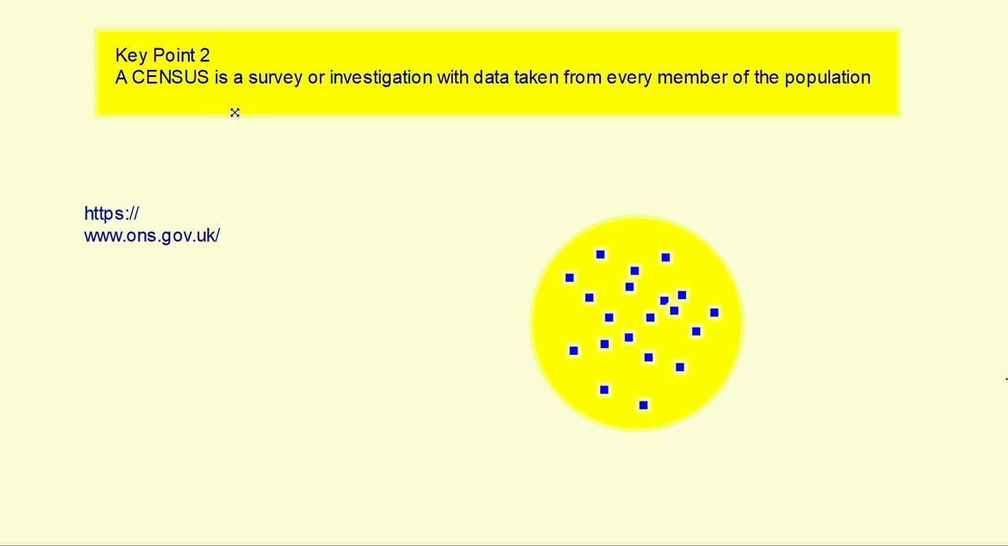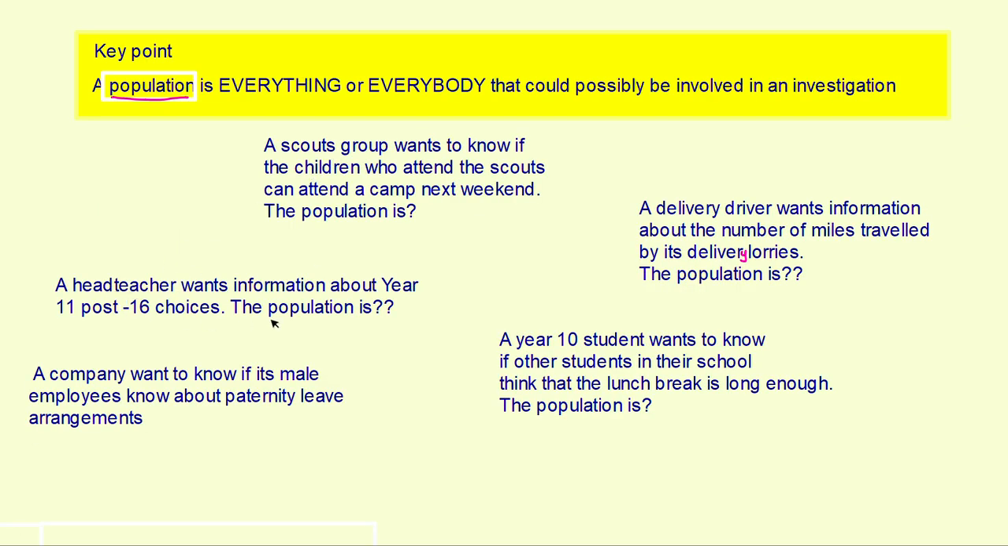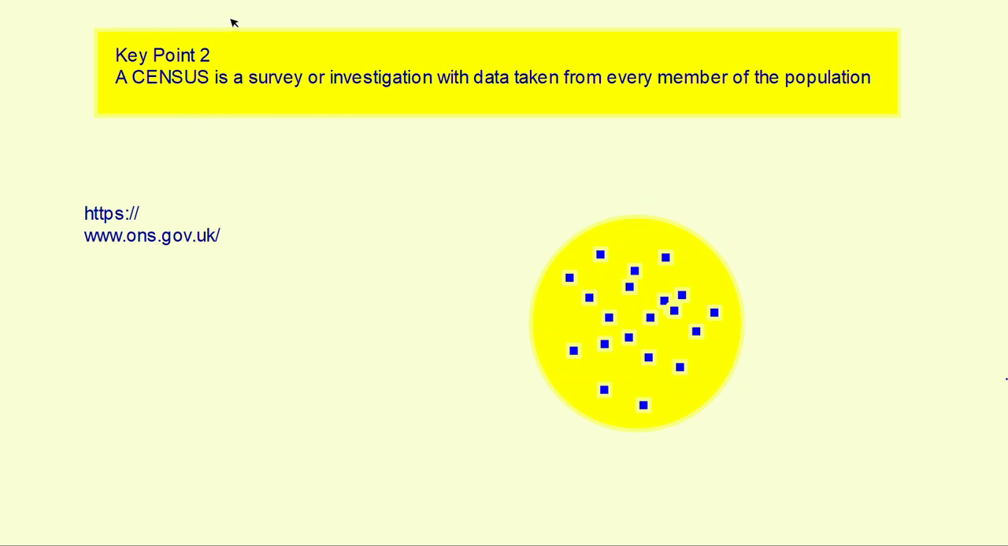Now, a census is a survey or investigation with data taken from every member of the population. So, for example, say the head teacher with the year 11 post-16 choices, if he or she asked every single person in year 11, that would be called a census. A company wants to know if its male employees know about paternity leave. If that company asked every single person who's male in their company, that would be a census. So a census is a survey or investigation with data taken from every member of the population.